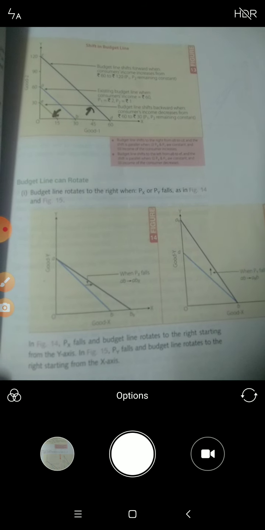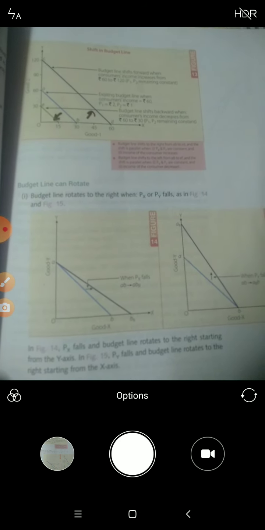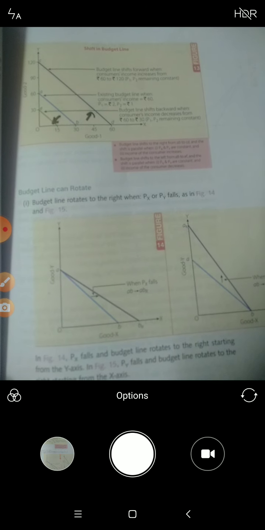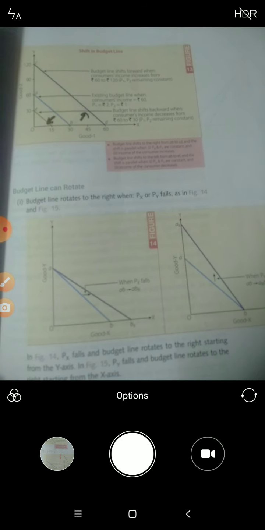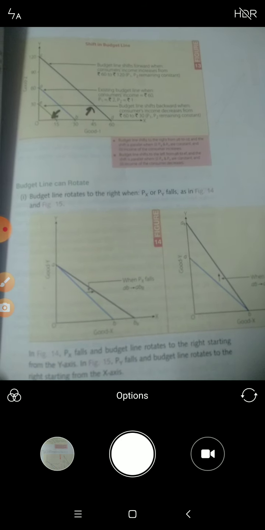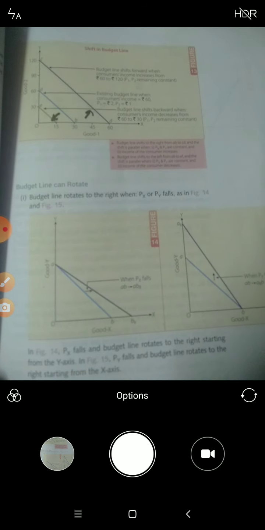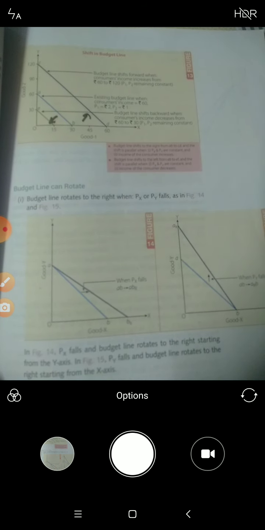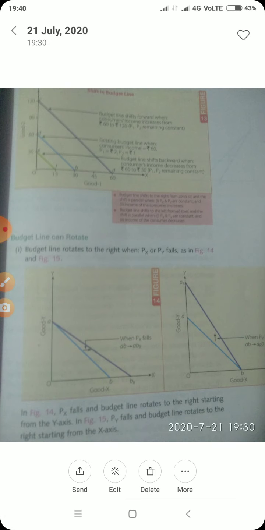Next is, can the budget line rotate? The budget line rotates to the right when the price of X and price of Y falls. Likewise, in the above case, we discussed the income. Now, what is the effect if the price falls? If the price falls, the budget line will start rotating. Clear? You can see, have a look at the graph. So PX falls and the budget line rotates to the right, starting from the Y axis. So you can give another name to this, the change in graph. Clear?